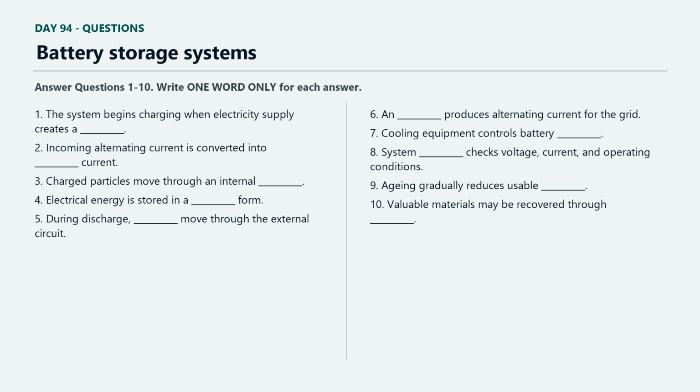Let us begin with the decision to charge. At certain times, electricity production is greater than immediate consumption. This surplus may result from strong wind, bright sunlight, low demand, or an operating generator that cannot change output quickly.